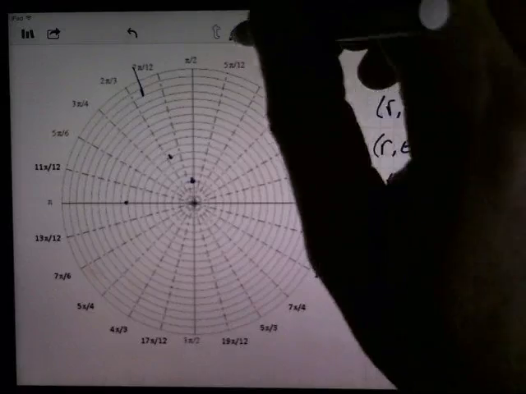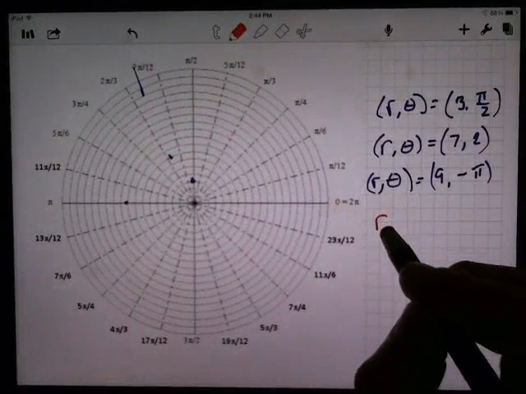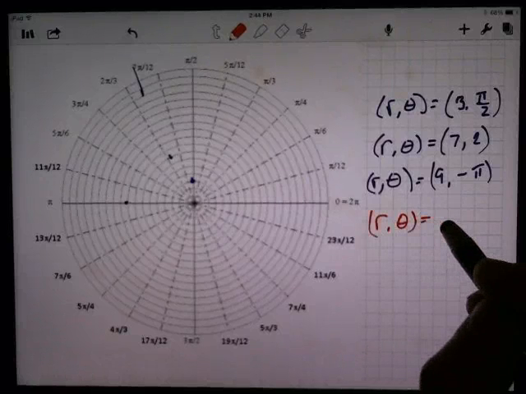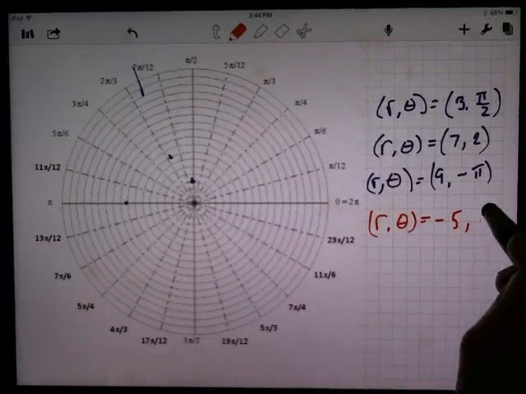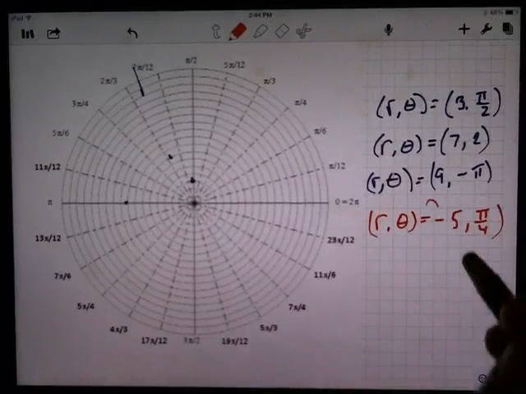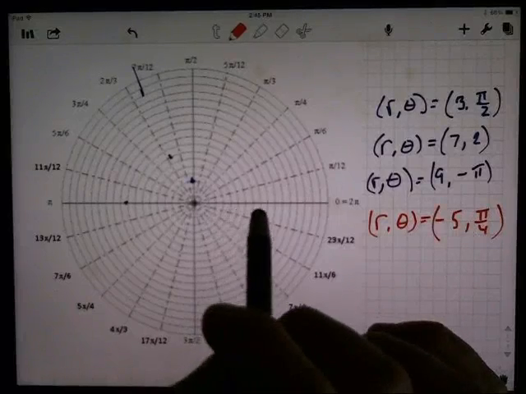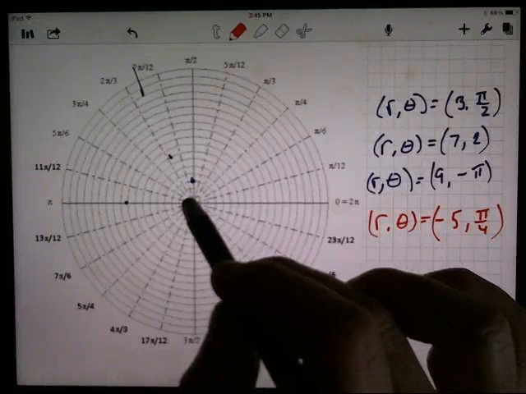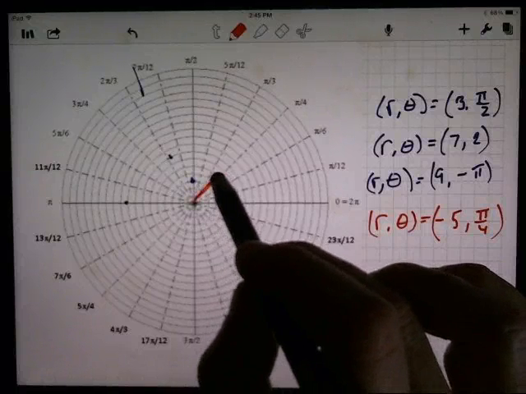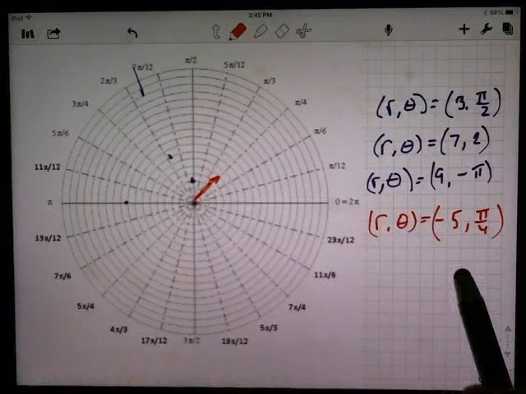Okay. In red here, I'm going to do another one. I'm going to plot the point r theta equals negative 5 comma pi over 4. Okay. So I'm going to turn through an angle of pi over 4. So starting at 0, the angle of pi over 4 is headed off in that direction right there, right, out in the pi over 4 direction. But I want to go a distance of negative 5 in that direction.